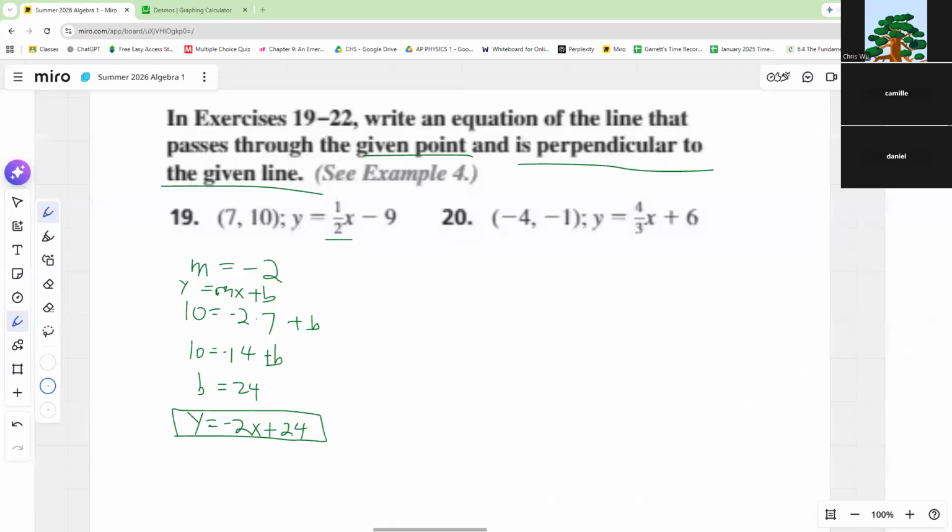For a reciprocal of a fraction, is it just inverse to negative? Yep, exactly. Flip the top and bottom, and then put a negative sign. So it'd be negative 3/4 in this case. Okay, thank you.